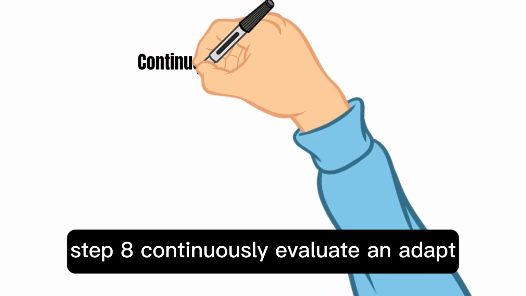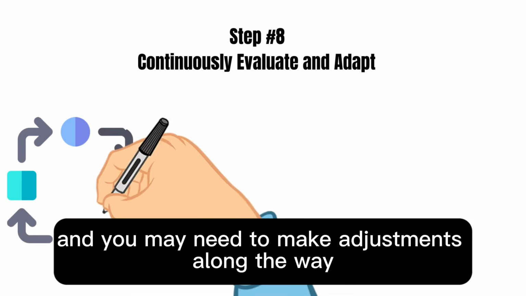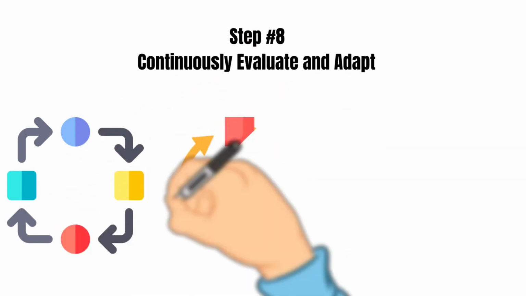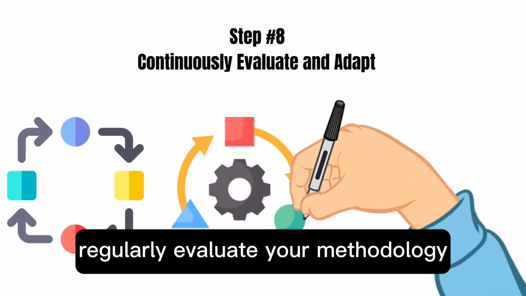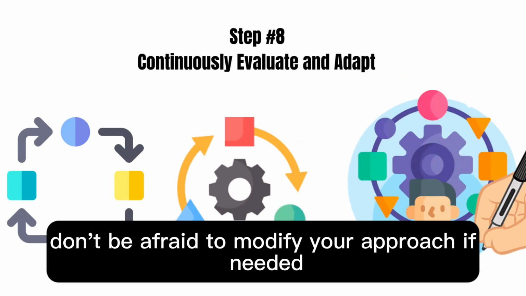Step 8. Continuously evaluate and adapt. Research is an iterative process, and you may need to make adjustments along the way. Regularly evaluate your methodology and its effectiveness in addressing your research question. Don't be afraid to modify your approach if needed.